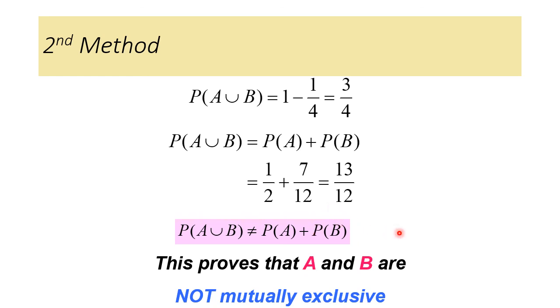So these are the two methods that we can use. Which method do you prefer to use? If you forgot this formula, I suggest you use the first method, which is much safer. Okay.